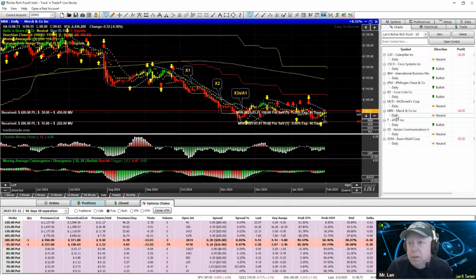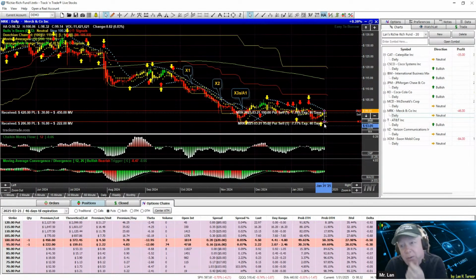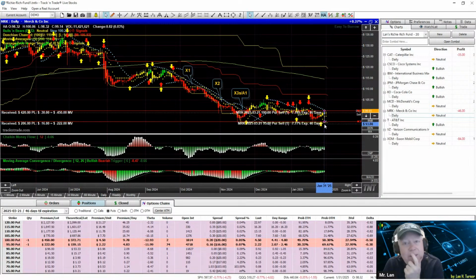Merck. Did we already look at Merck? We got a position on Merck. Why have we got this? We sold a put and we sold a put. Oh, we just sold another one. I think we like Merck. That's why. We're at an X3 SA1 and then it didn't take off for us. We must like this for some reason. I think we went and looked.